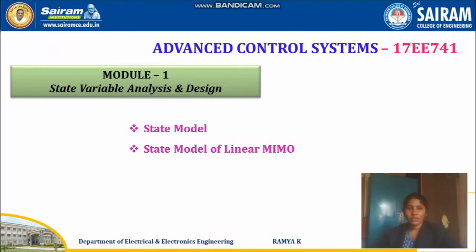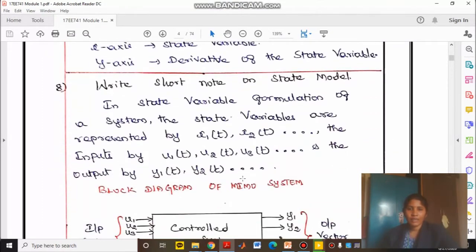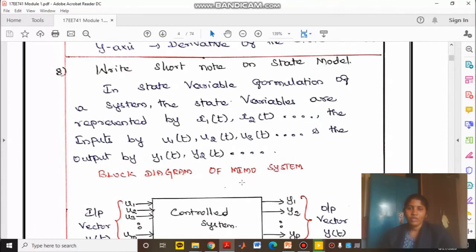Good morning students. Today we are going to see what is meant by state model, what is the representation of the state model. So from the control system block diagram, how we are going to write the state equation and output equation. Next we are going to see what is the state model of your linear MIMO. MIMO is nothing but multiple input and multiple output system. So we have to focus our analysis towards the derivation of your state model.